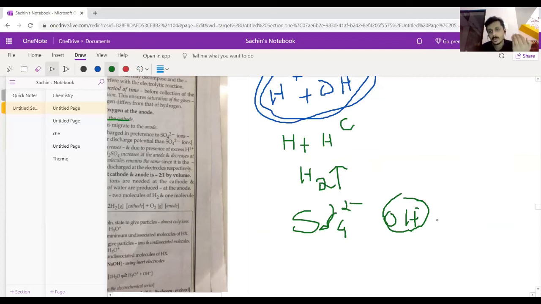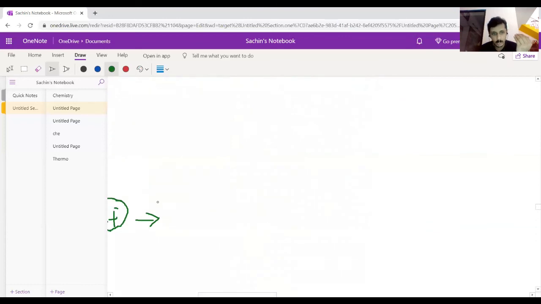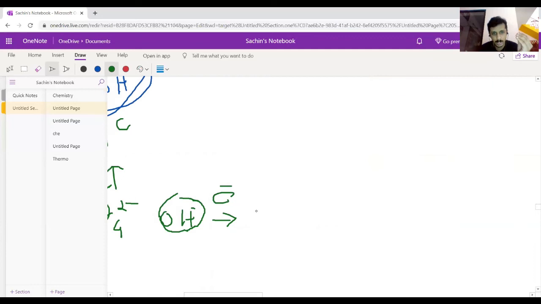Now what happens at anode? OH minus is an anion. It should give away the electron. It loses the electron; the electron is gone. Electron is lost from OH minus and it becomes OH. Now it can't remain just as OH. It reacts with 4 such OH.